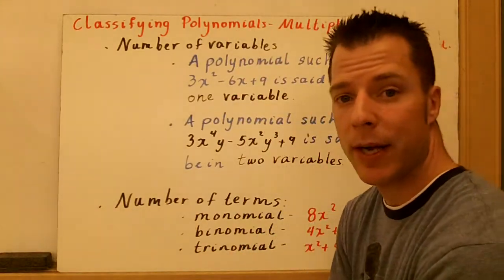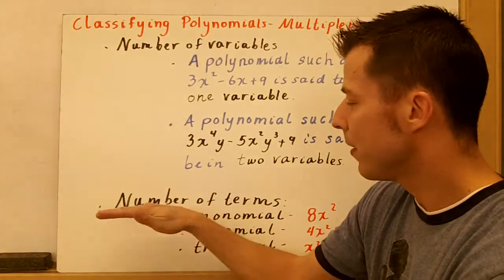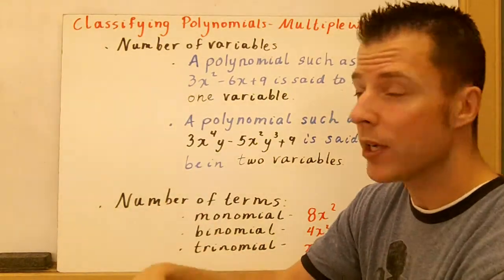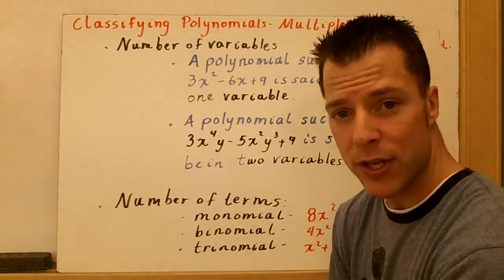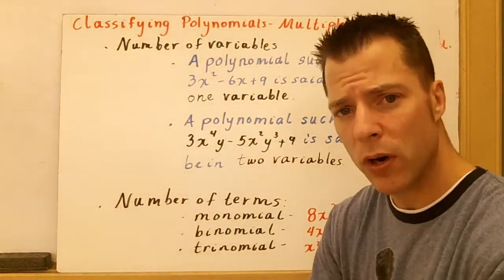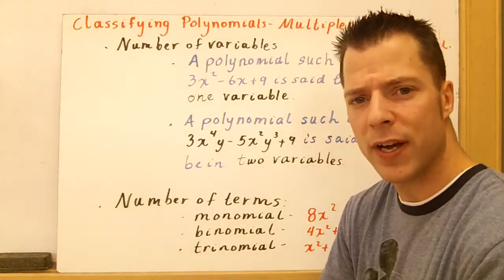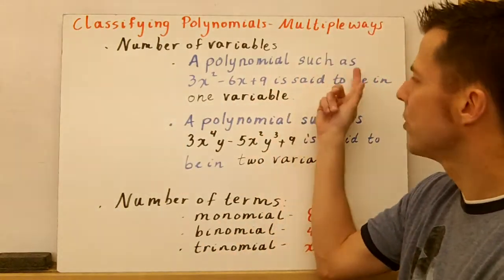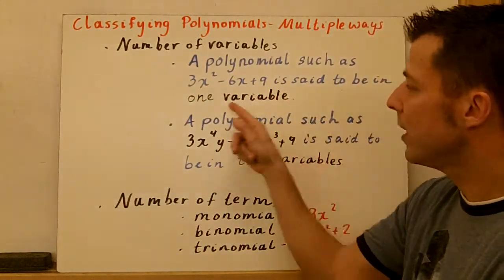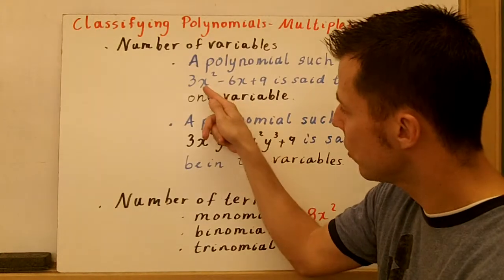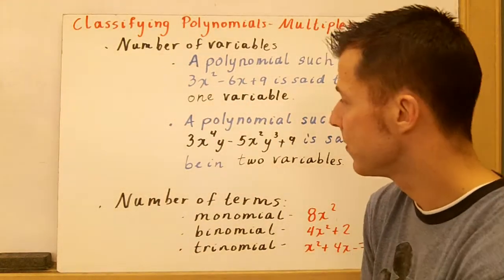Now, when you classify polynomials, there are 3 ways to do this. The most common are by the number of terms and the degree, but this first one I thought is really important. It's the number of variables. Sometimes you'll hear that expression, "in one variable," "in 2 variables," and we really haven't defined that. So a polynomial such as 3x squared minus 6x plus 9 is said to be in one variable because there's only one variable. There's just x in that collection of terms.